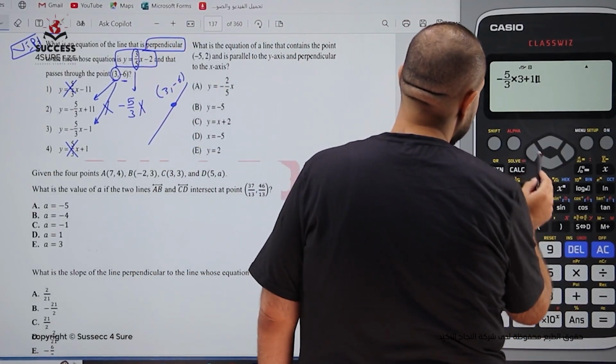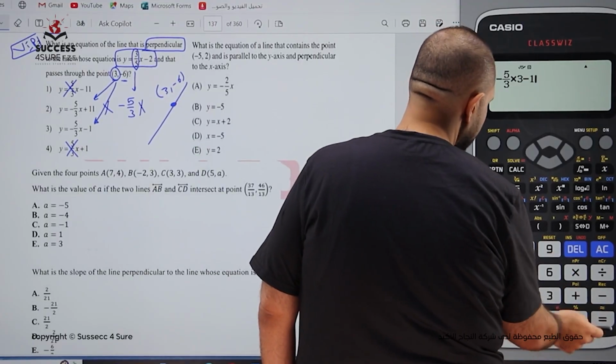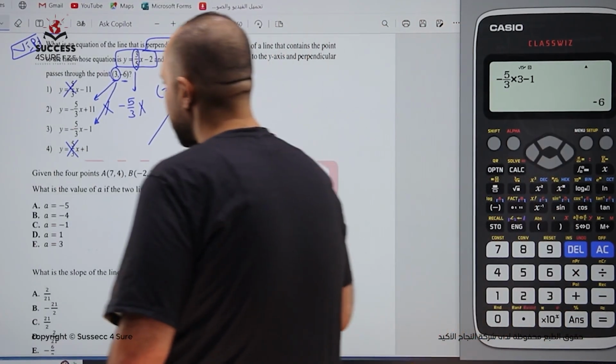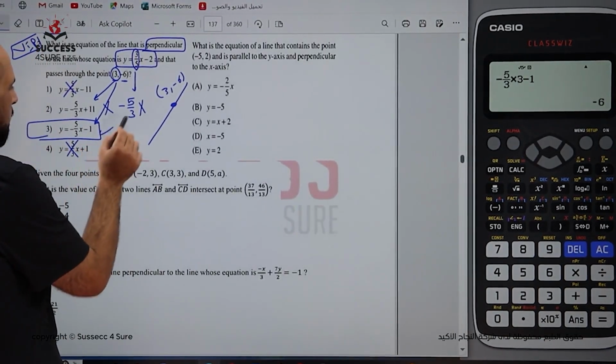For the next one, it comes to negative 1 minus 5, which equals negative 6. So the answer is 3, here, the line.